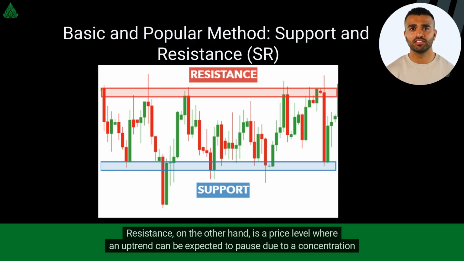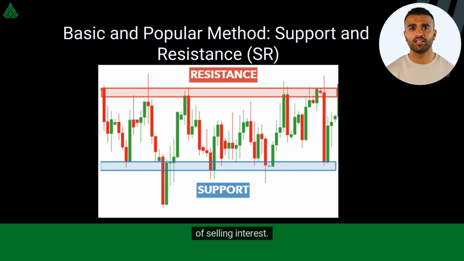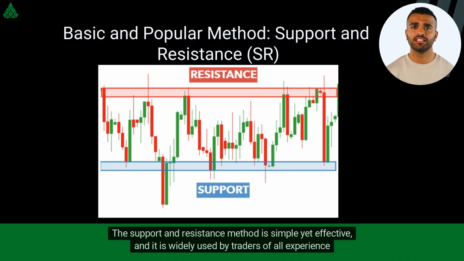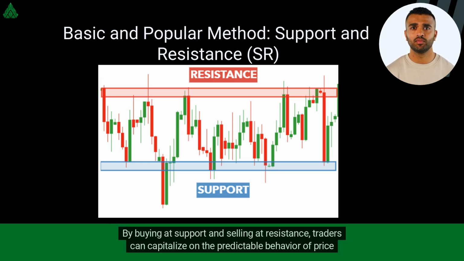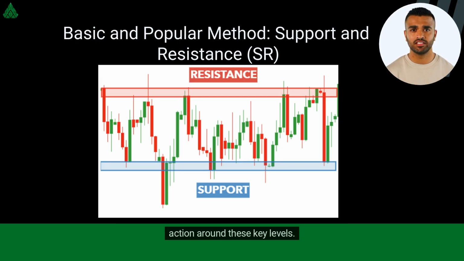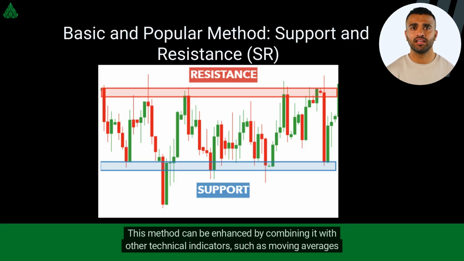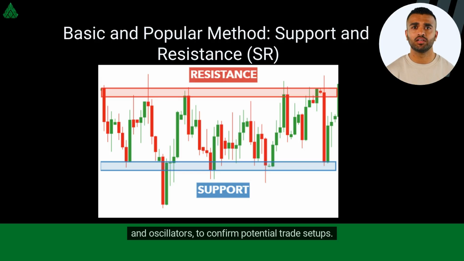Resistance, on the other hand, is a price level where an uptrend can be expected to pause due to a concentration of selling interest. The support and resistance method is simple yet effective, and it is widely used by traders of all experience levels. By buying at support and selling at resistance, traders can capitalize on the predictable behavior of price action around these key levels. This method can be enhanced by combining it with other technical indicators, such as moving averages and oscillators, to confirm potential trade setups.